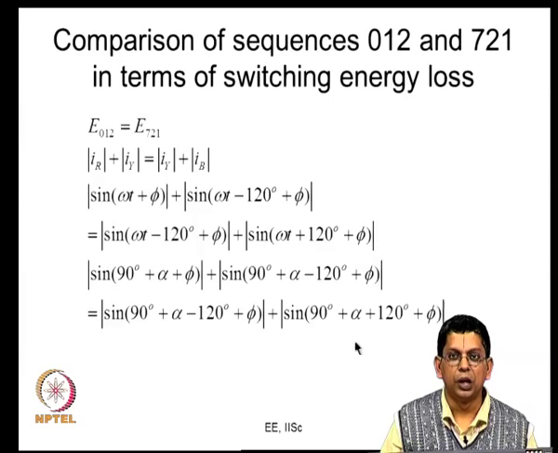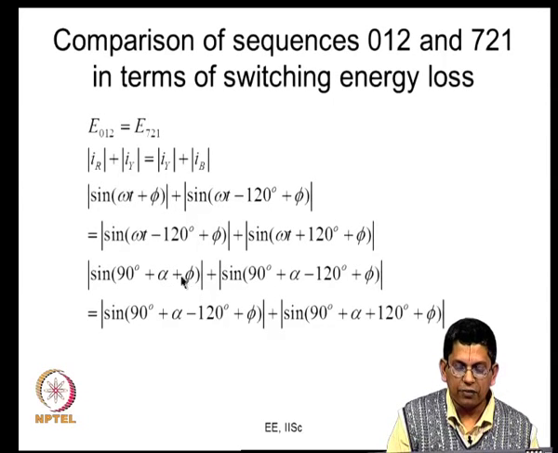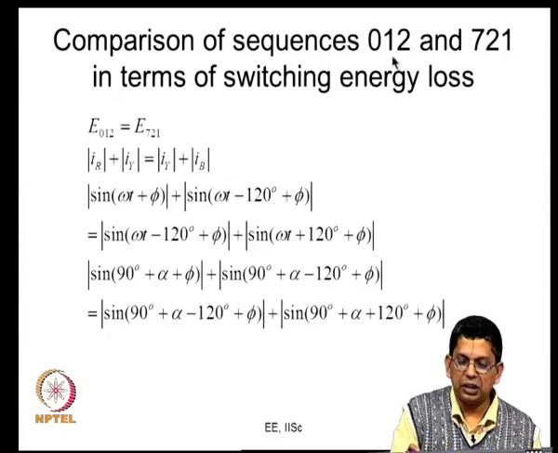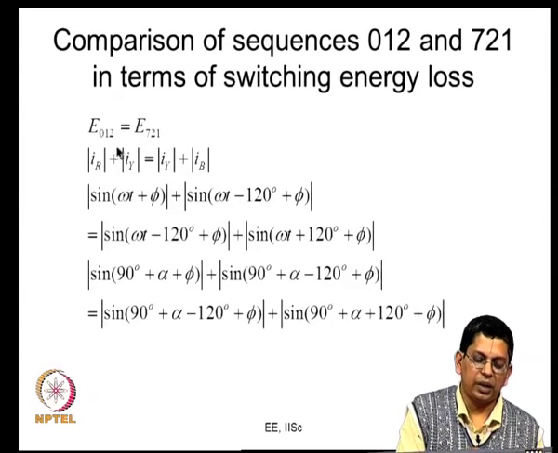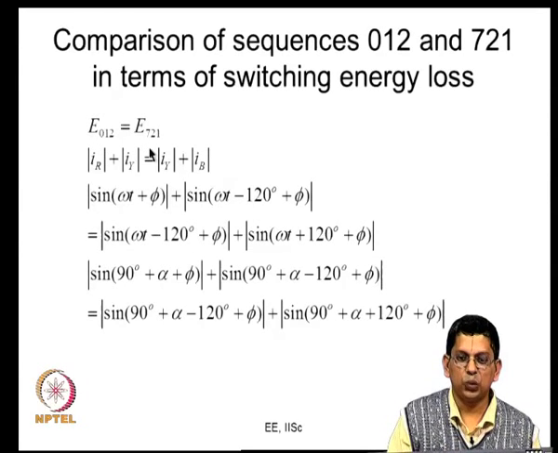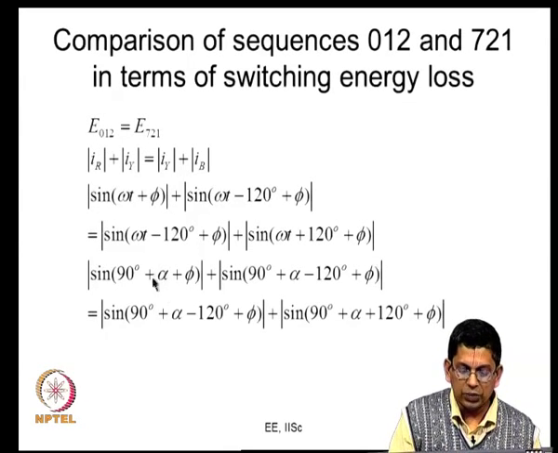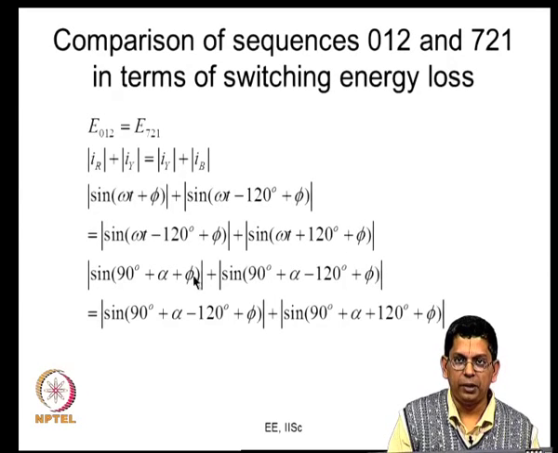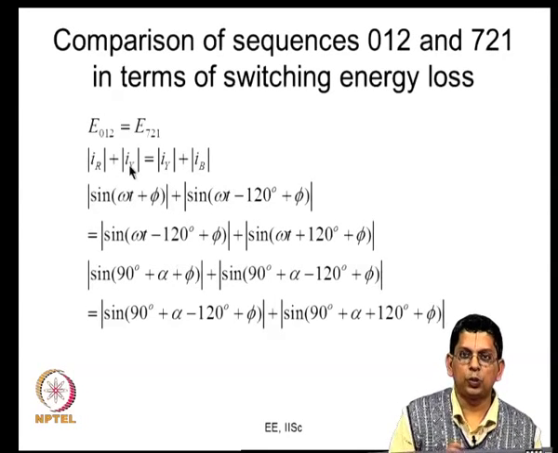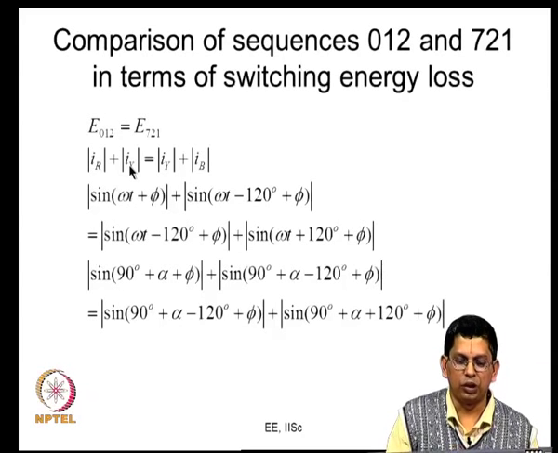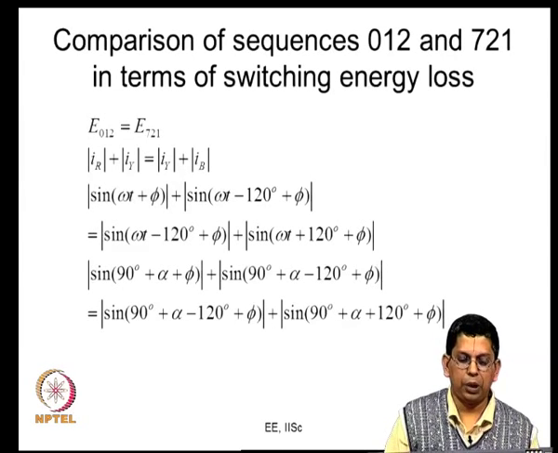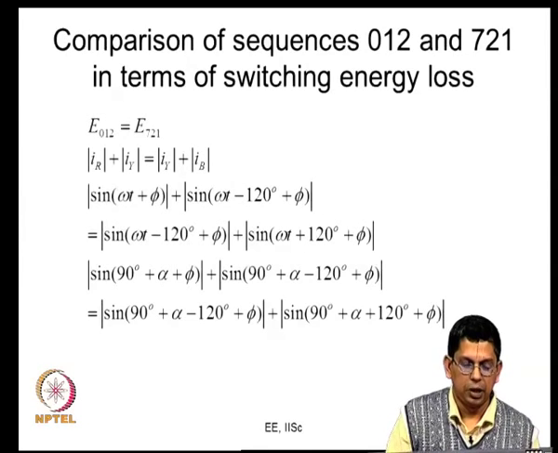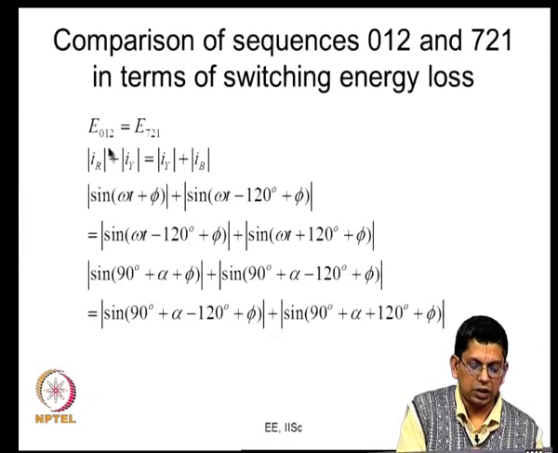If you solve this equation, you will get a relationship between alpha and phi, for which the energy losses are equal. You can get the condition E012 less than E721, or you can get the condition E012 greater than E721. So, you will know for what values of alpha and phi, or for a particular value of phi, what ranges of alpha 012 is better and 721 is better. This is one way of doing. This is the basis by which you can arrive at a particular PWM method, a discontinuous PWM method, which will result in the lowest switching loss for a particular power factor angle.